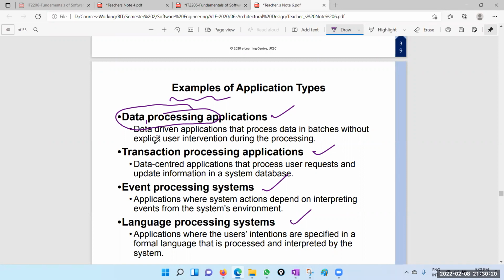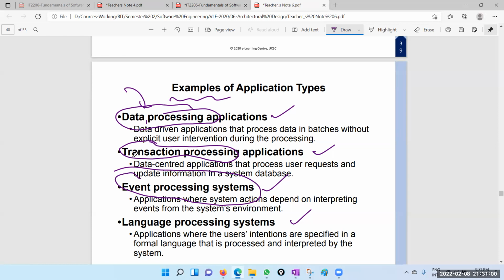Then there are transaction-oriented applications like banking systems. It's not just data, it's transactions: money transfers, payments. A supermarket billing system is also a transaction-oriented application. If you take something like a weather forecast, that is a data processing application. Then we have event processing systems.